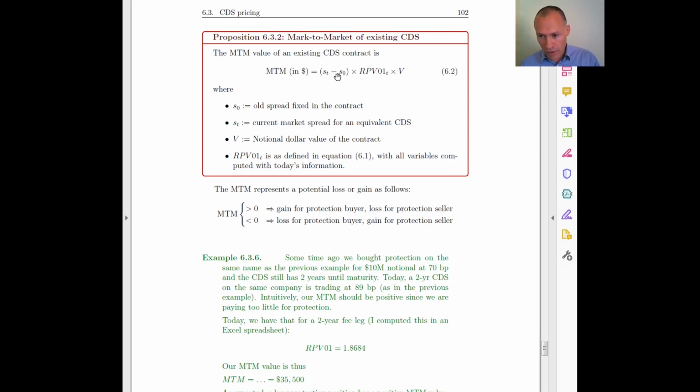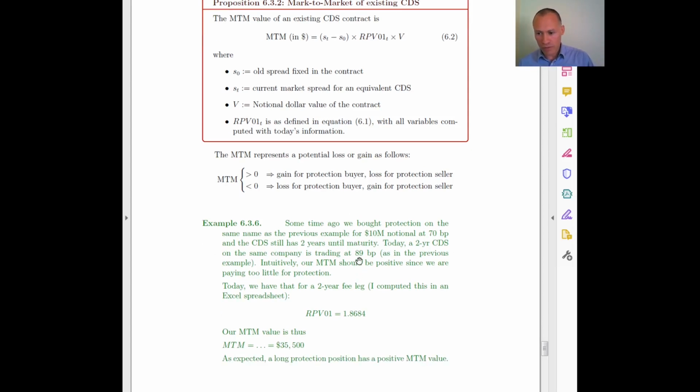Now the new thing here is this difference that you see here. S0 is the spread of the contract that I have already, that I am trying to value. And ST is the spread that I would get if I went to the market to get an equivalent contract right now for the residual maturity of the contract. Intuitively, it's probably better to see this with an example.